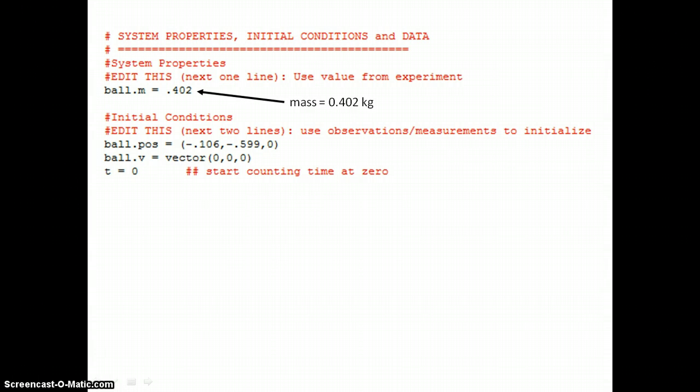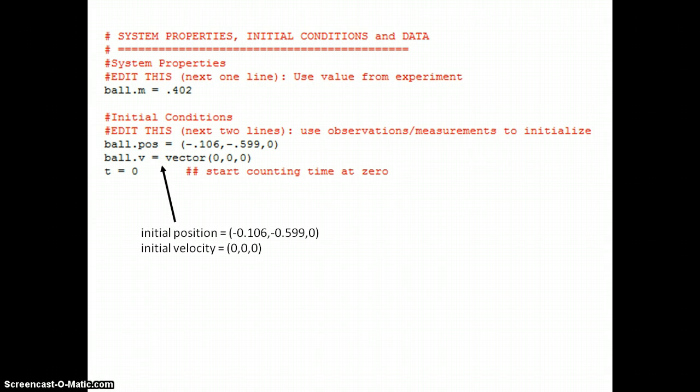The mass of the weight on the spring is 0.402 kilograms. The initial position of the weight is shown here, found on the coordinate system whose origin is set at the top fixture point of the spring. The initial velocity of the mass is 0. The model starts at time 0.